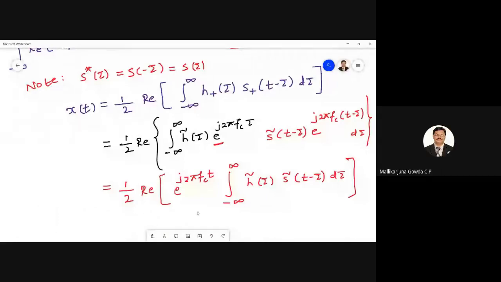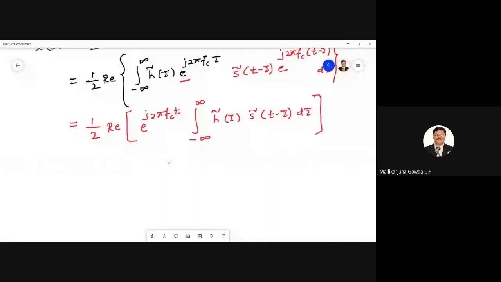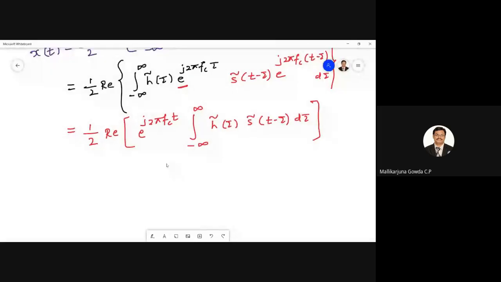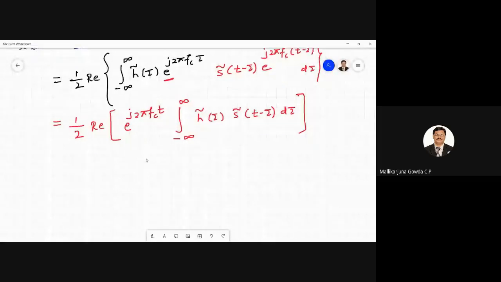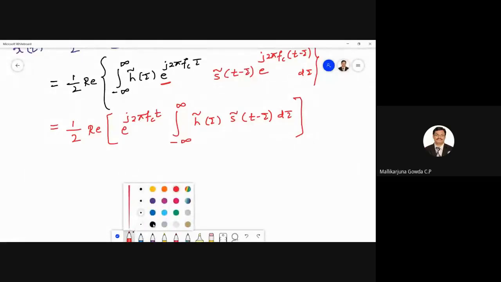Okay, let me call this equation 7. I hope people have written it. Is it copied? Yeah, let me call this equation 7.